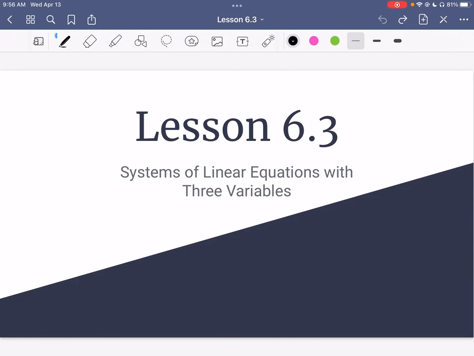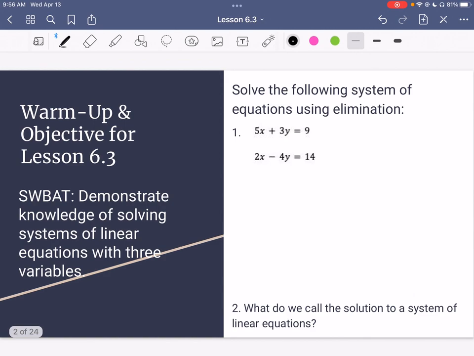Hi guys, so today we're doing lesson 6.3, which is the last lesson in chapter 6. We are now talking about how we solve systems of linear equations with 3 variables. So the last couple of lessons we've just been doing systems of equations with 2 variables. Now it's going to get a little bit more complicated and a little bit more fun.